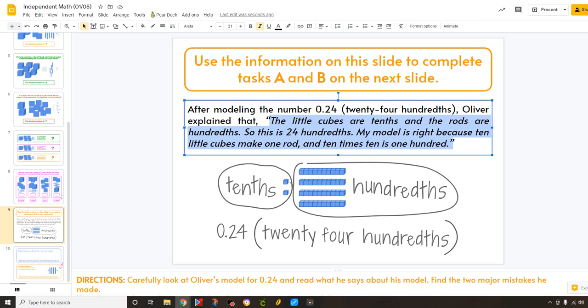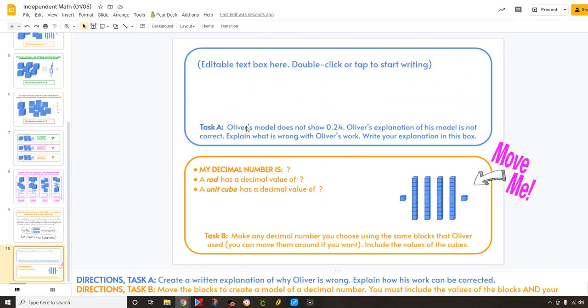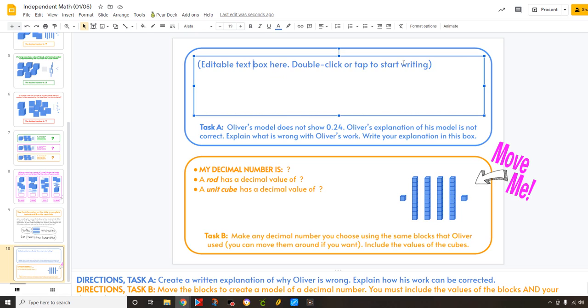He's making the model 24 hundredths, so he makes 2 tenths there, and then he makes 4 hundredths there, and he labels things and he calls it what it is. Turns out, of course, that Oliver is wrong. His model does not show 24 hundredths. Oliver's explanation is not correct. Your job is to explain with your words what went wrong. Why is his model wrong? And then why is his explanation wrong?